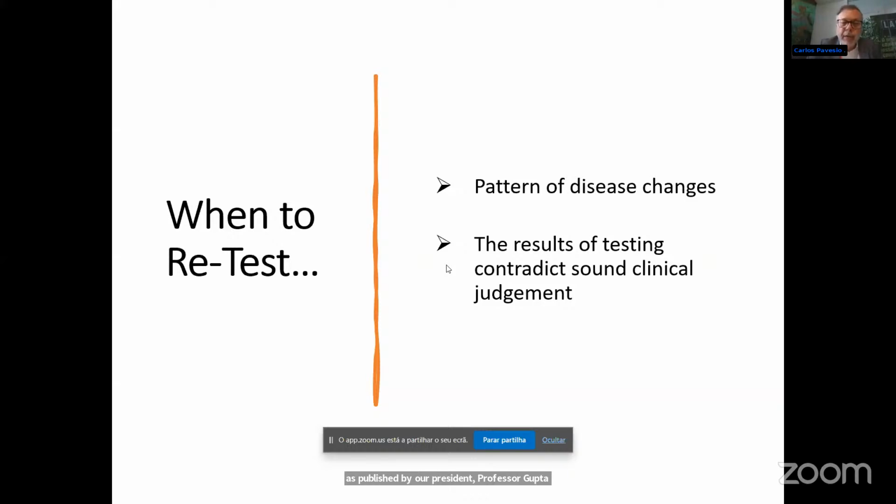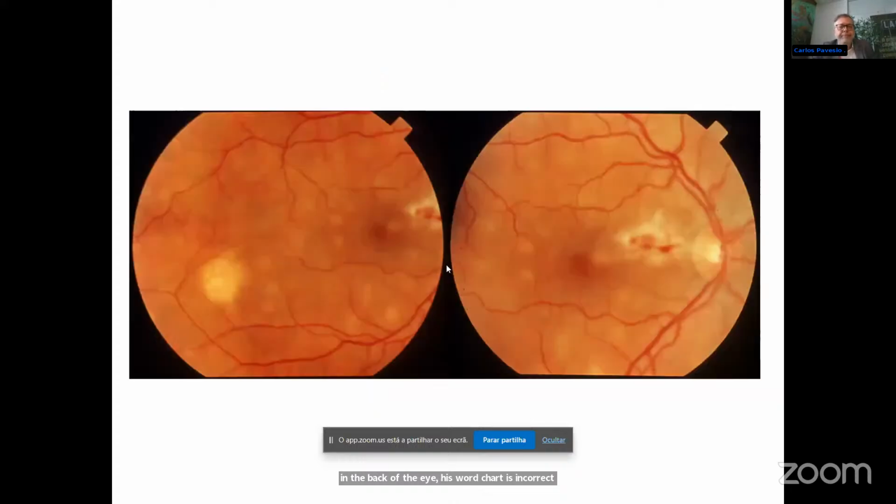When do you retest the uveitis? If the pattern of disease has changed, if it doesn't fit what you're expecting, or if the results of the test are contradicting sound clinical judgment. I know there are going to be discussions about birdshot later on, but having an HLA-29 positive and concluding that a uveitis related to a scar in the back of the eye is birdshot is incorrect, because that test does not fit the phenotype expected for a condition of birdshot.